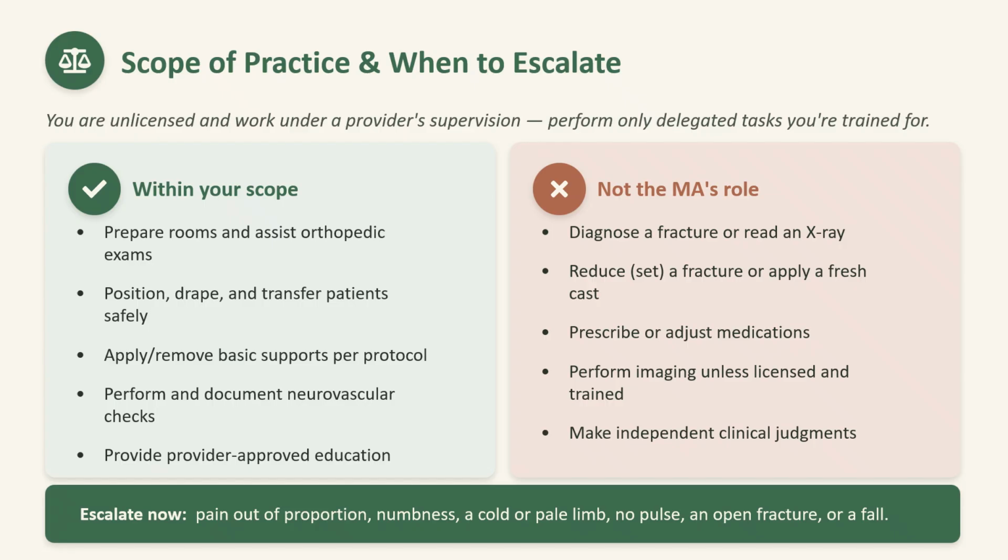The green bar holds this lecture's emergencies. Escalate immediately for pain out of proportion to the injury, numbness, a cold or pale limb, an absent pulse, an open fracture where bone has broken the skin, or any patient fall. The first 4 are the compartment syndrome picture, and time is tissue. Escalating is not failing. It is exactly the moment your role saves a limb.